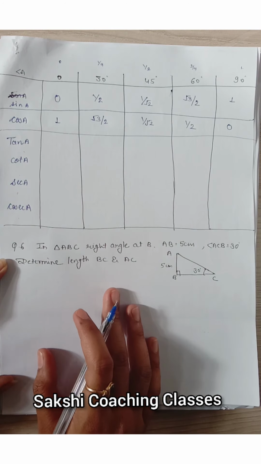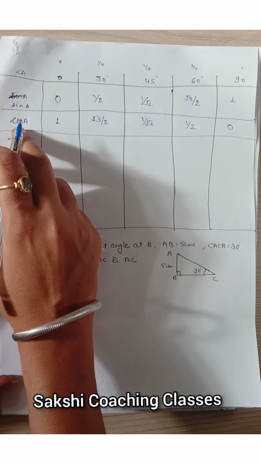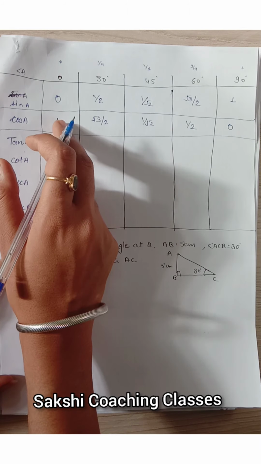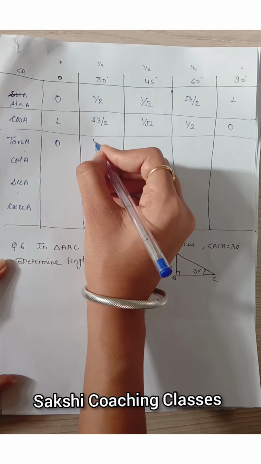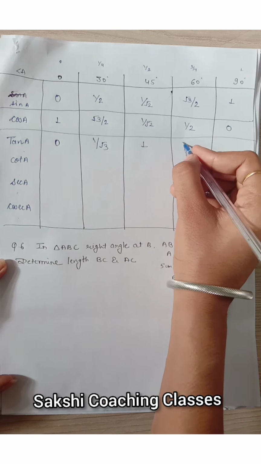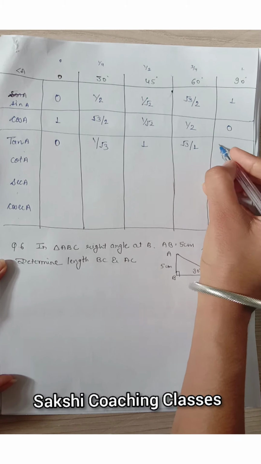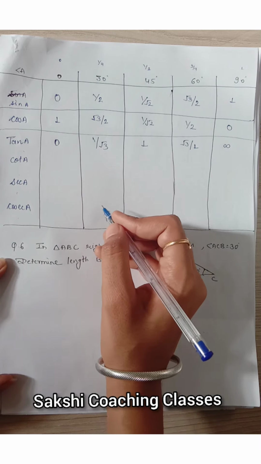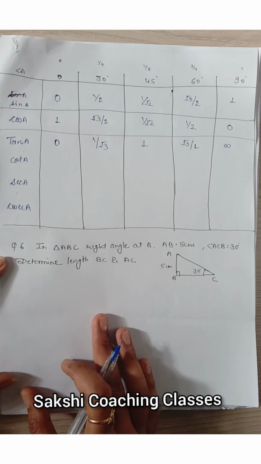Okay, now you have to learn that tan is equal to sine upon cos. So 0 divided by 1, it's 0. 1/2 divided by √3/2, it's 1/√3. 1/√2 divided by 1/√2, 1. √3 divided by 1, and 1 divided by 0 is not defined, so we can write infinity or not defined. तो मैं infinity का सिंबल बना रही हूँ, it's 8 horizontally, इसको infinity कहते हैं, it's not defined.